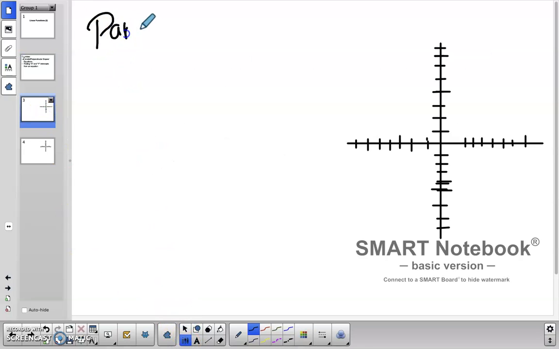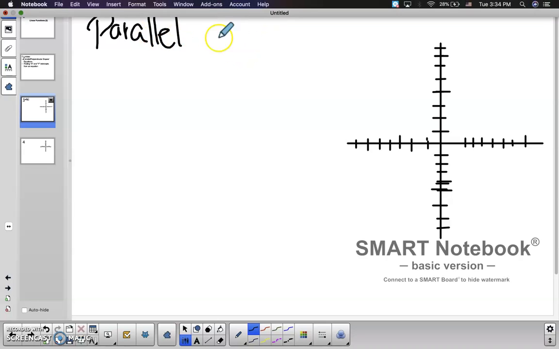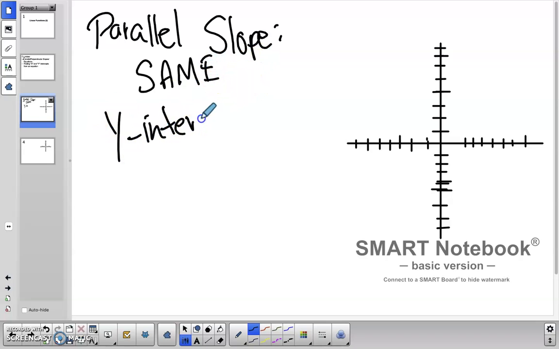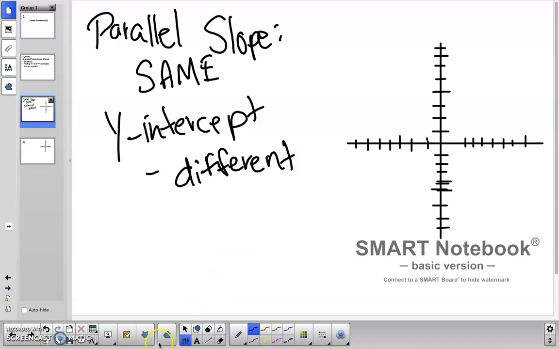So parallel. First, you know what the difference between a parallel and the original equation is. A parallel slope is going to be the same, but my y-intercept is going to be different. And it can be any y-intercept. So, different. Alright.